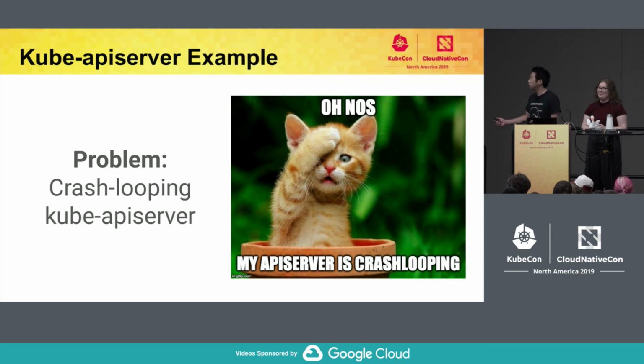So we're going to start with a crash looping API server. This is a pretty common failure mode, which we should realize at this point because we know that the kubelet is going to try to restart broken containers. In this case, Kube-apiserver is unhealthy and it's crashing for some reason, and the kubelet is restarting it.